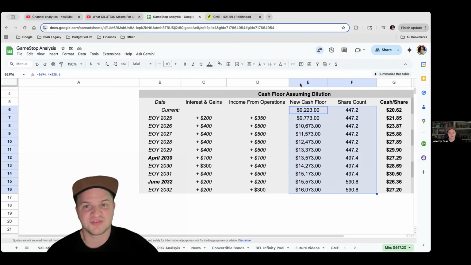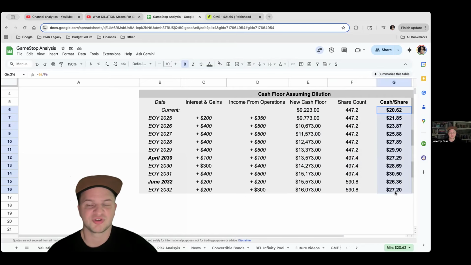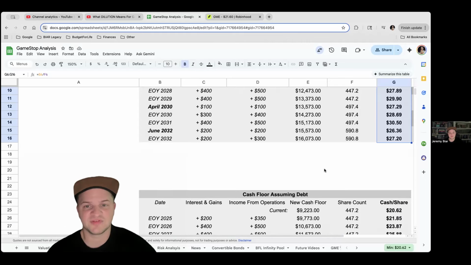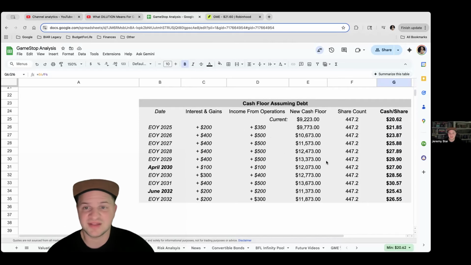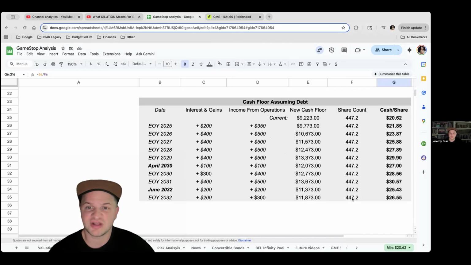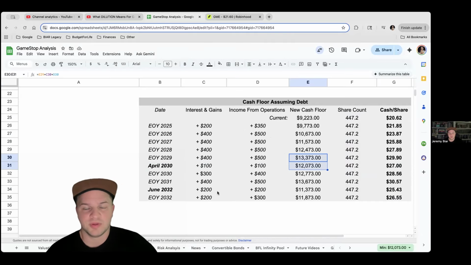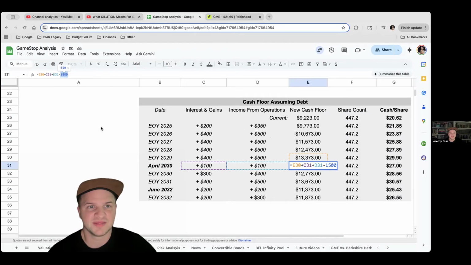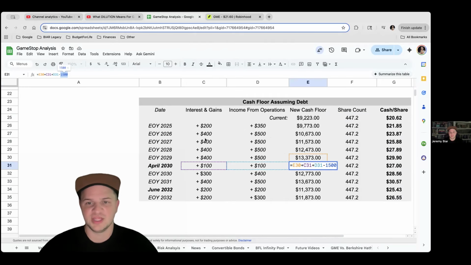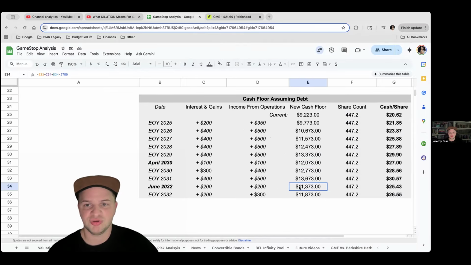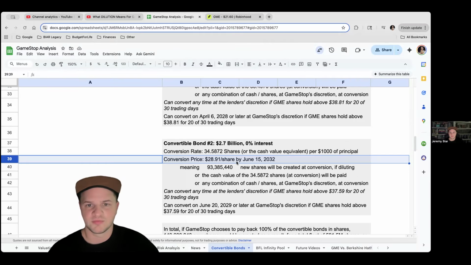Hopefully you're tracking. Here's the cash value that they have. Here's the share count. Here's the corresponding cash per share. Now, what if they pay back the money in debt? What happens then? Well, the share count stays the same all the way through, right? But what happens in April is boom, your cash goes down because in April you pay back that 1.5 billion that you owe. And then again in June, you pay back that next 2.7 billion that you owe, right?